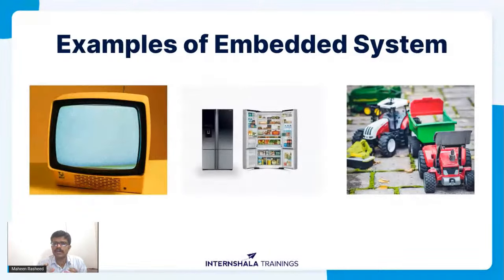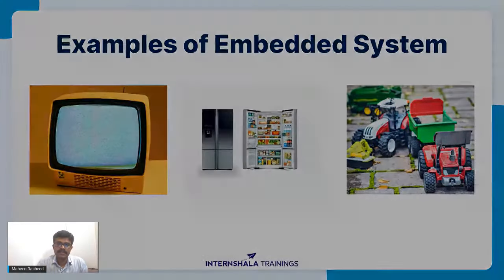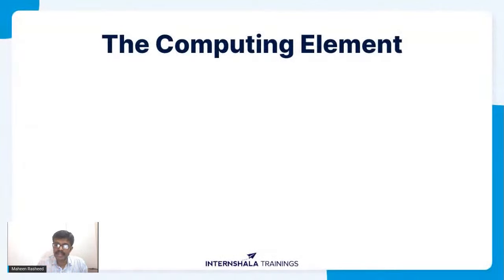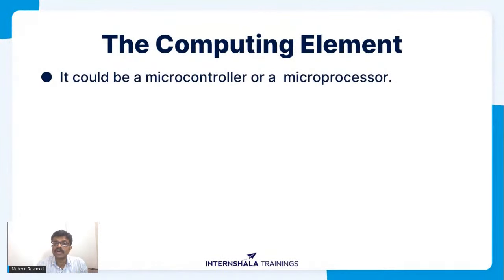So what is the most common element in all of these embedded systems around you? It's a computing element, which is actually the processor. Let's see that in detail. The computing element could be a microcontroller or a microprocessor. There are several differences between a microcontroller and a microprocessor, which we will deal with shortly. The computing element is the common element in all the embedded systems around you.